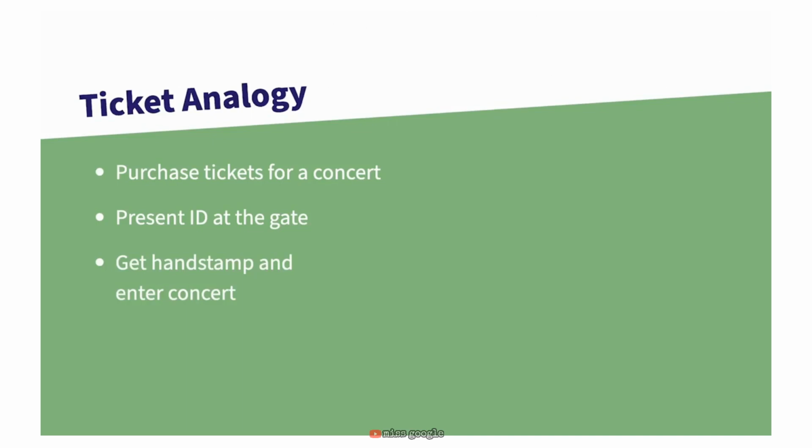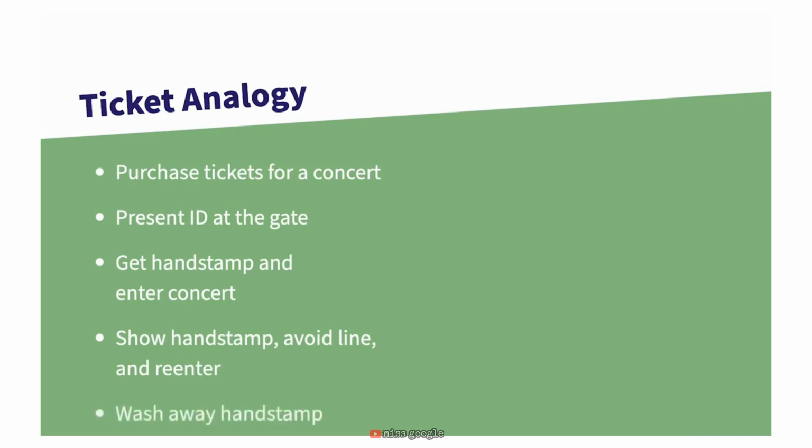They also stamp your hand as you're going in the door, making it clear that you've been allowed into the concert. Now, you can go into the event. You can also move around into different rooms, go in and out, and all the time they know you've given your ticket already and you're allowed to be there because you have a hand stamp that says so. If you wash away the hand stamp, then you lose your access.